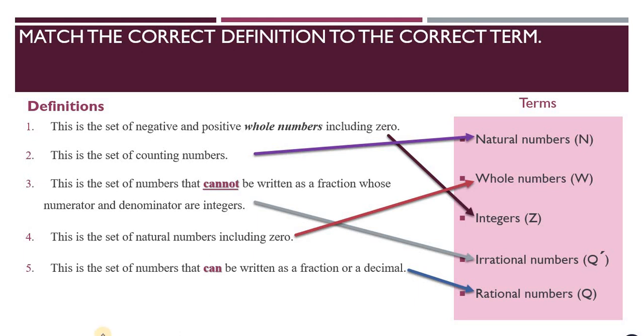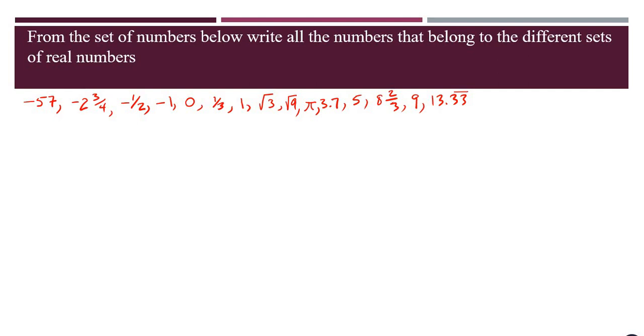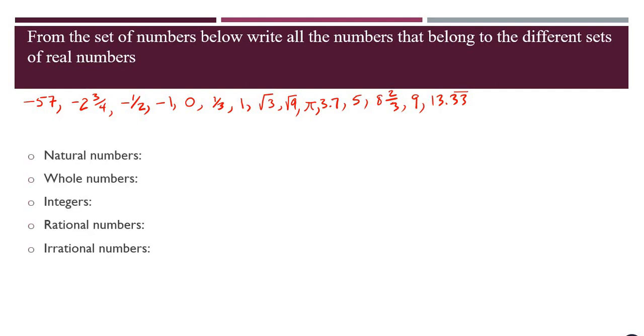So, did you get all right? Congrats. From the set of numbers below, write all the numbers that belong to the different sets of real numbers. Let's start with natural numbers. So now that you're finished, let's compare. Natural numbers. Which one of these numbers are natural numbers? Well, natural numbers are also known as counting numbers. So we'll start not from 0, but from 1. So let's put 1, 5, that's correct.